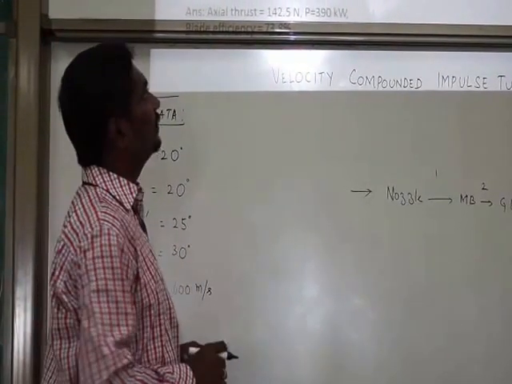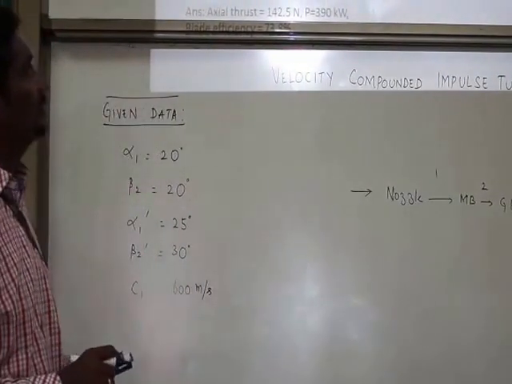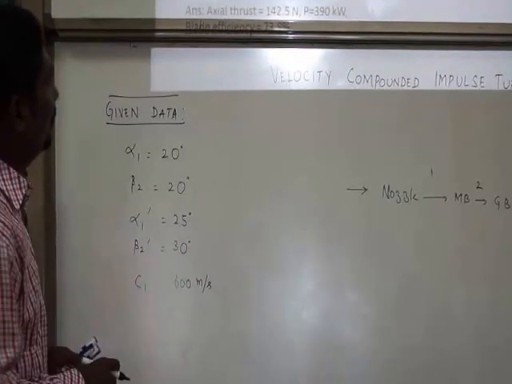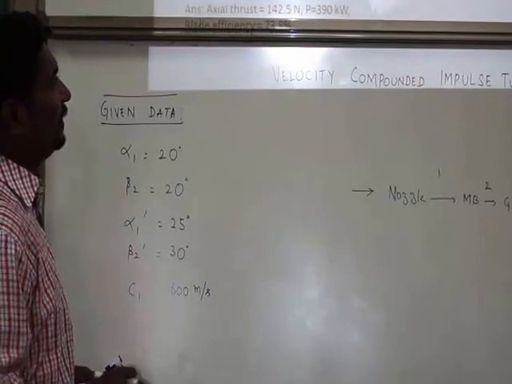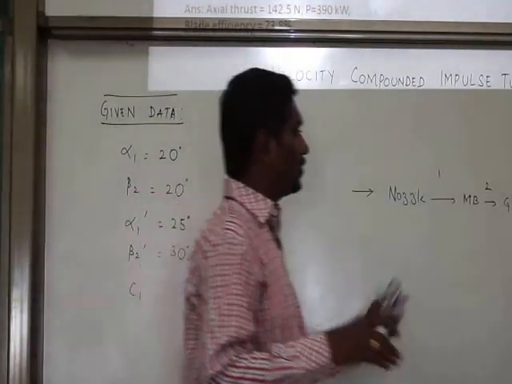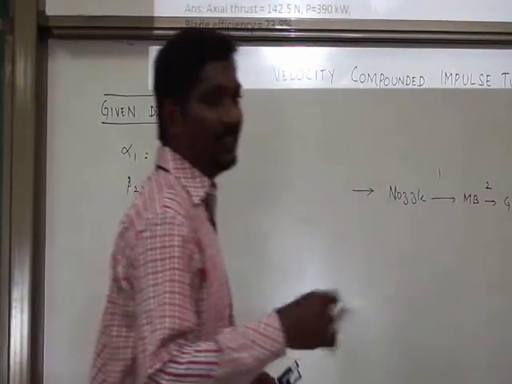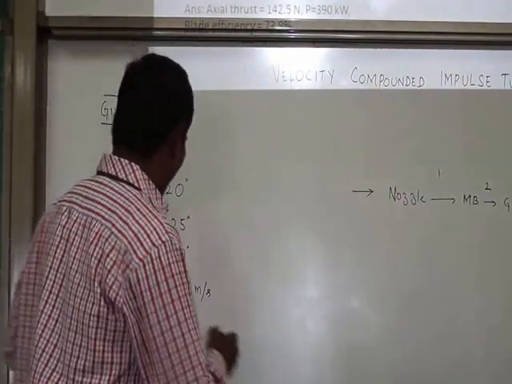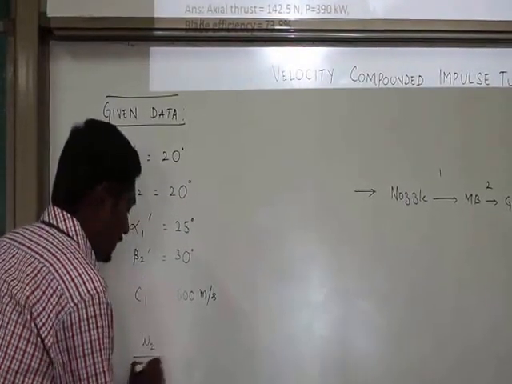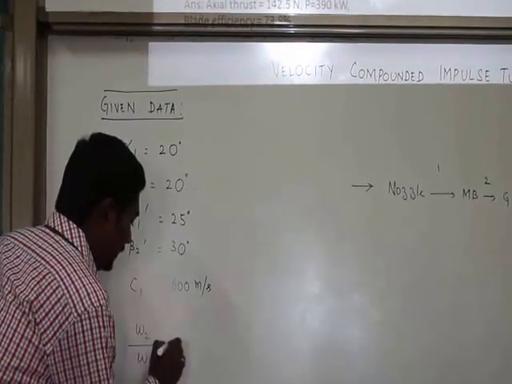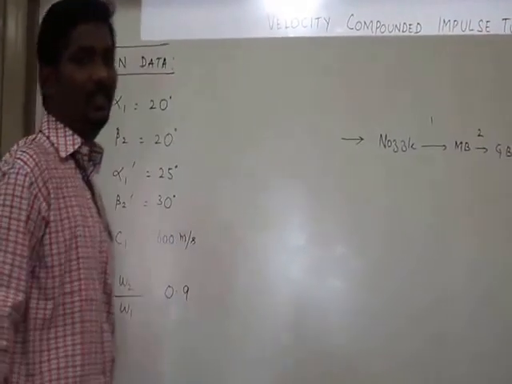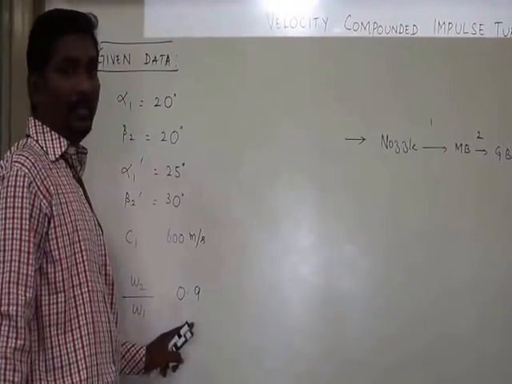The velocity of the fluid at the inlet to the first row of the moving blade is 600 meter per second, and the steam velocity relative to the blade is reduced by 10% during the passage through each ring. So whenever the fluid passes through a blade, what is happening here? There is loss of kinetic energy. So the outlet relative velocity upon inlet relative velocity is reduced by 10%. That means W2 by W1 is 0.9.